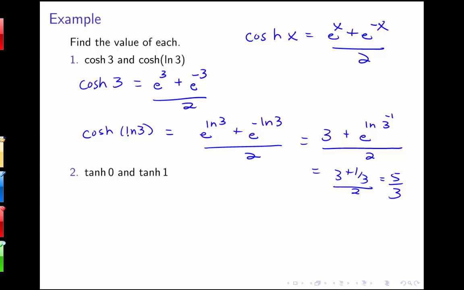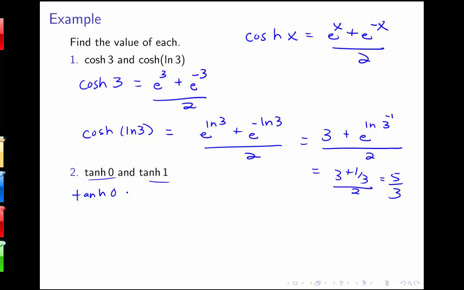Okay, so we see that we can combine these hyperbolic functions with logs and end up using some of our log rules in there to get some simplification. Here's a couple other examples here. Let's say I wanted to look at the value of hyperbolic tangent of 0.